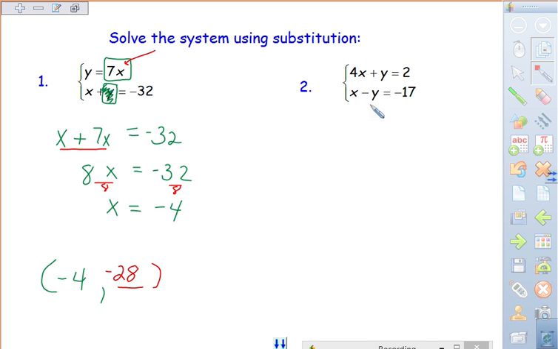If I had to solve for x, I would subtract y, divide by 4. The bottom equation, to solve for x, I could add y. To solve for y, I would have to subtract x and then divide by -1. So I like this bottom equation, and I'm going to solve for x. So I'm going to add y, and I get x is equal to y minus 17.